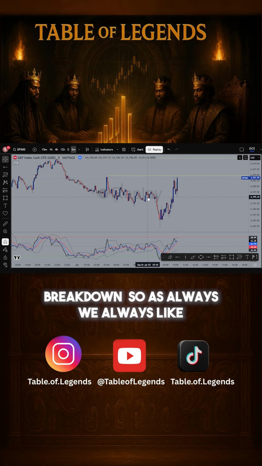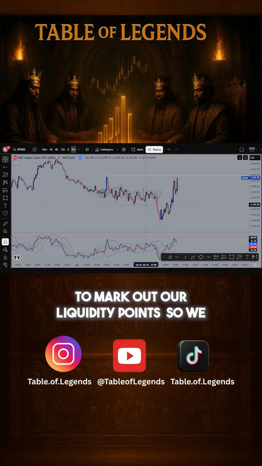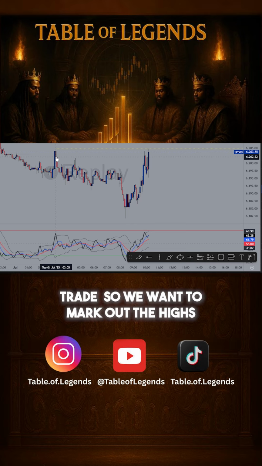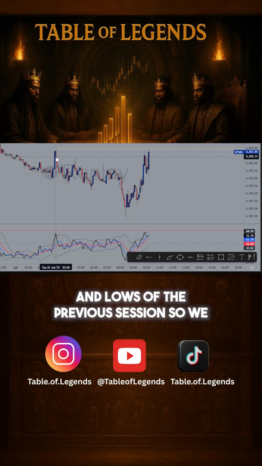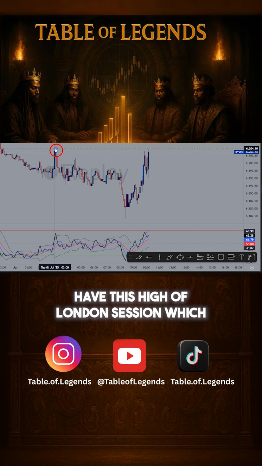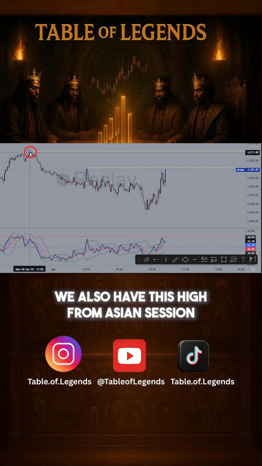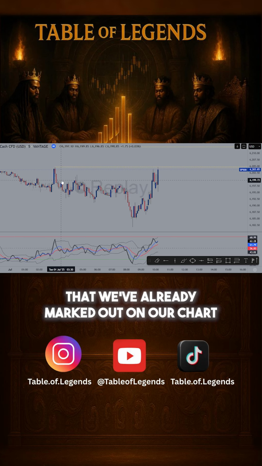So as always, we like to mark out our liquidity points. We took this trade in New York session, which is the primary time frame that we trade. So we want to mark out the highs and lows of the previous session. We have this high of London session, which was at about 3 to 3:05 a.m., and we also have this high from Asian session that we've already marked out on our chart.